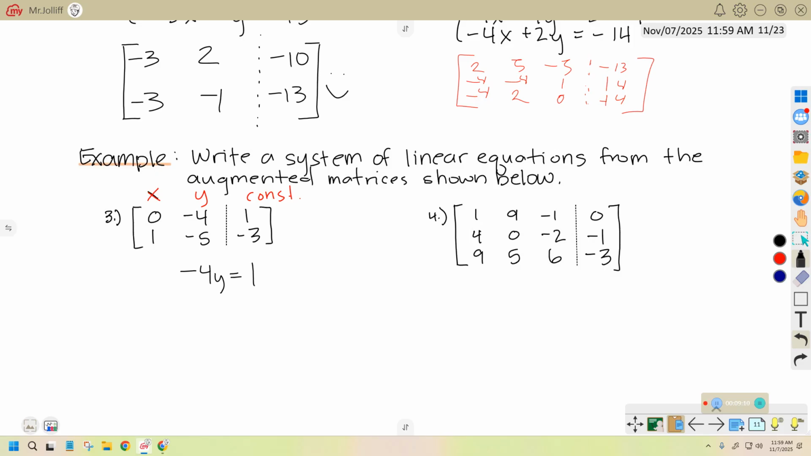Second equation, I have 1x. Yeah, good. I'm not going to write the 1. It's just x minus 5y equals -3. Yeah. Good. Good.